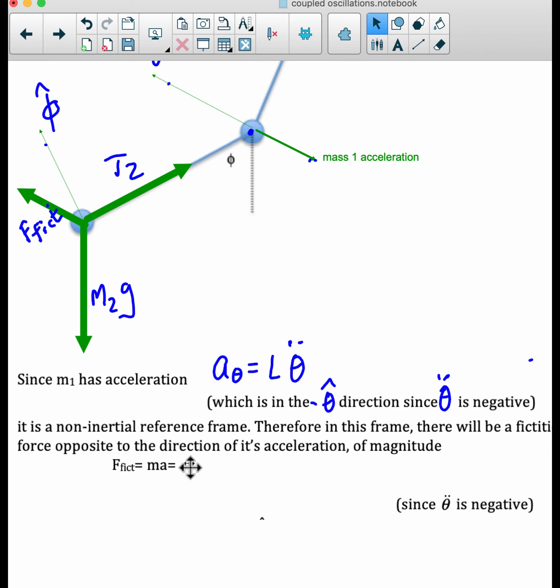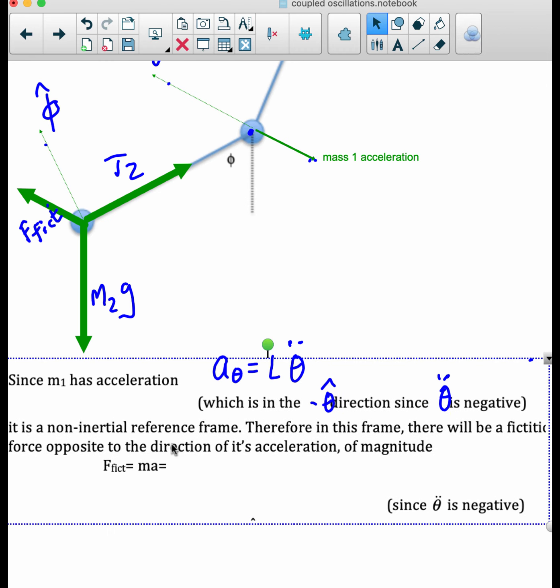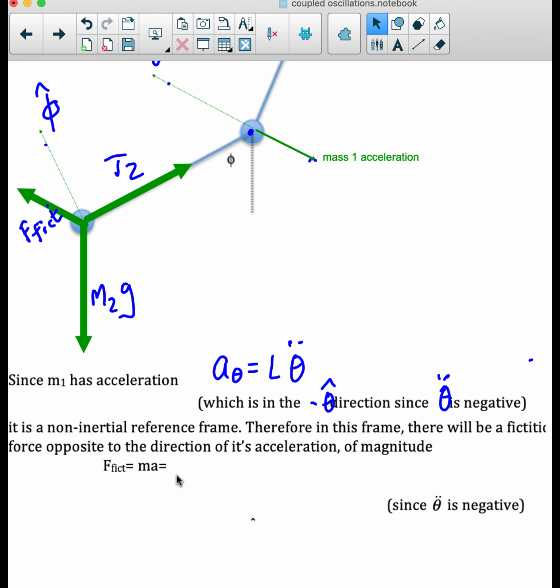So this is m2. Just lock that in place. There we go. So this is, with the pen tool again, sorry about that, m2. And then it's going to be L theta double dot, because that's the acceleration. But because theta double dot is negative, and we want this force to have just a positive magnitude, we put a minus in there. So that's the magnitude of the fictitious force. That's a positive number. Let me just try drawing that a bit more clearly. This is going to be theta double dot.